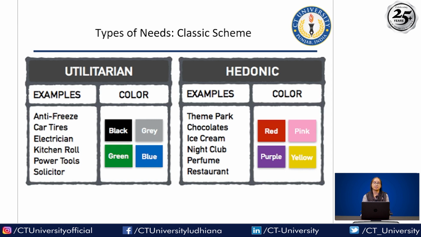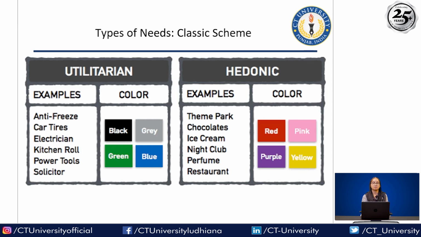Similarly, hedonic needs are related to hedonism, that is the dark side of personality. These are more related to fun and entertainment. For example, buying an ice cream, buying a perfume, going to a restaurant, going to a nightclub. These kinds of products and services are generally related to fun and entertainment, and these arise from the emotional motives of the individual.